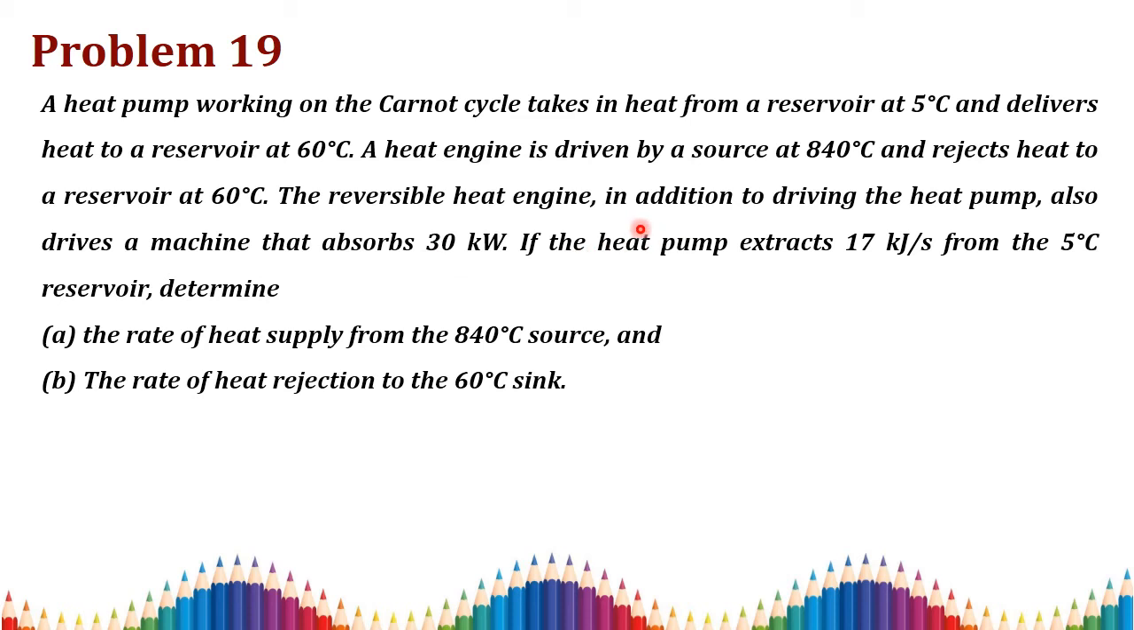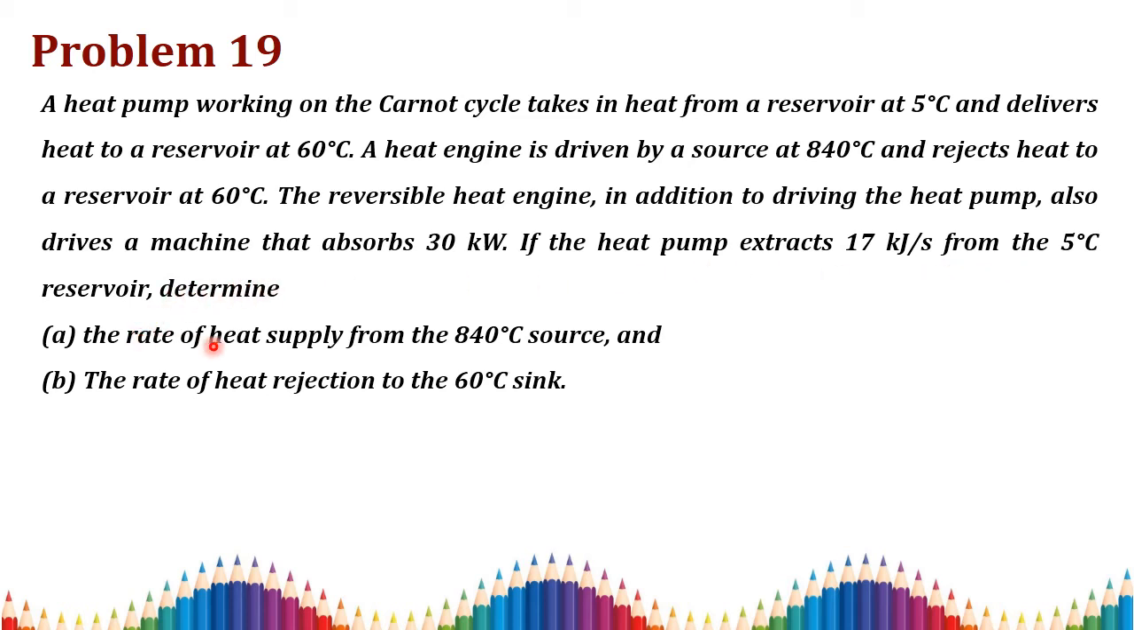So listen here. A reversible heat engine is used to drive the heat pump and also to drive a machine. Whatever work output we take out from the heat engine is used to drive one machine and also the heat pump. If the heat pump extracts 17 kilojoule per second, that is QR2, 17 kilojoule per second from the 5 degrees Celsius reservoir.